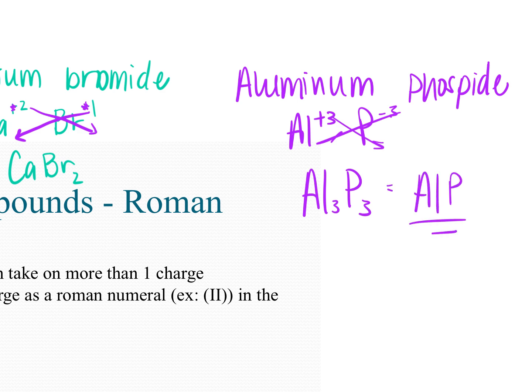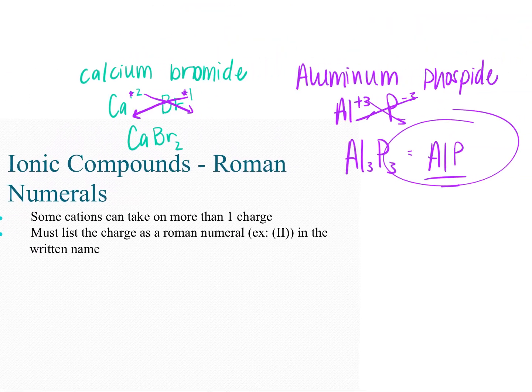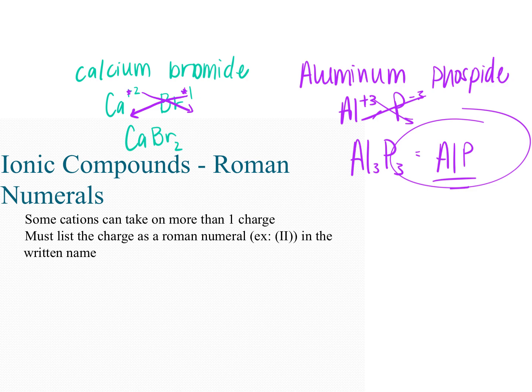That is my formula. Do I have any charges in my final formula? I don't, nor should I ever. I should not ever have charges in my final formula. What does the charge of my final formula need to be? Neutral or 0. Good. Okay, do we have any questions about those binary ionic compounds before we move on?